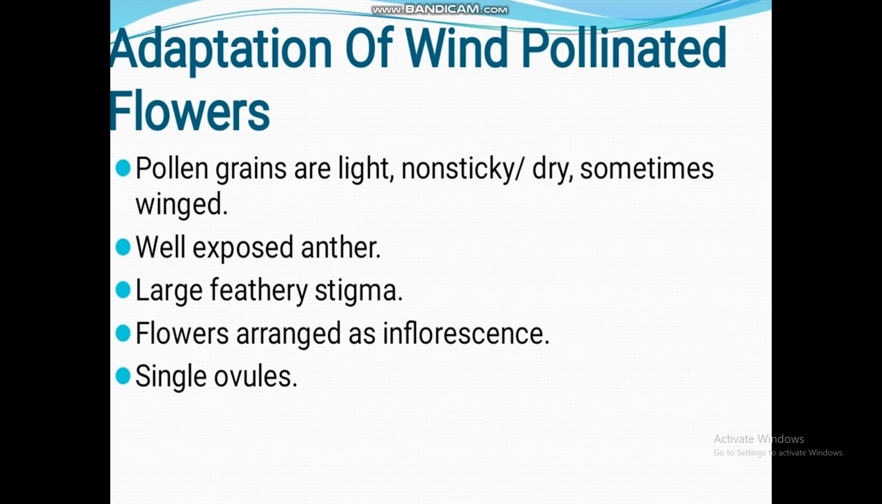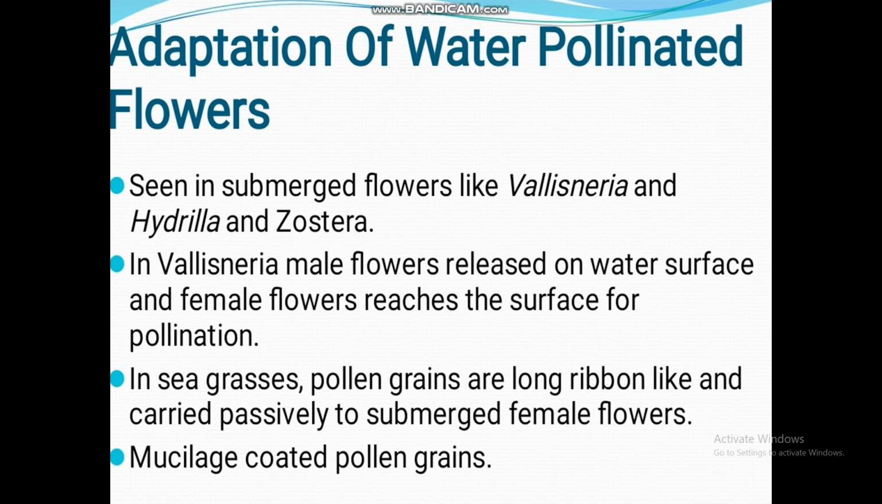They have well exposed anthers and a large feathery stigma so that it easily absorbs the pollen grains. Flowers are arranged as inflorescence, meaning in a specific pattern, and they have a single ovule. So these are the specific characteristics of wind pollinated flowers.